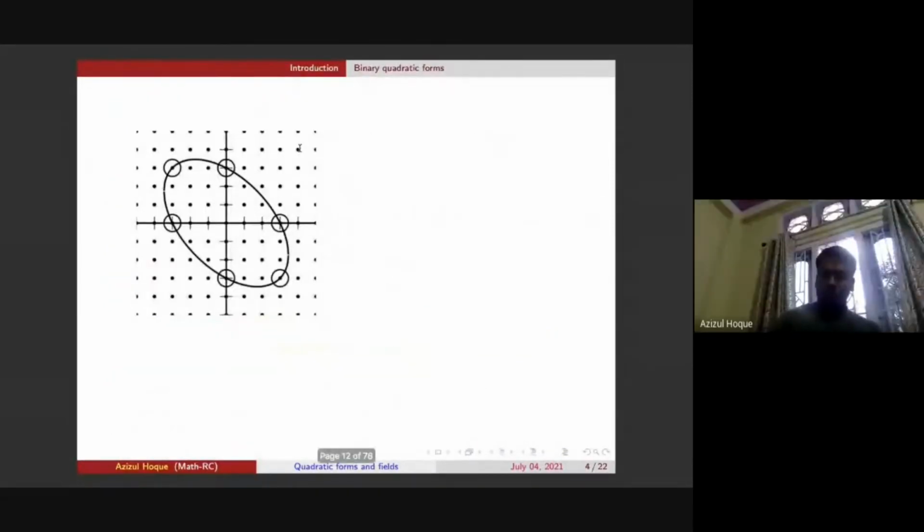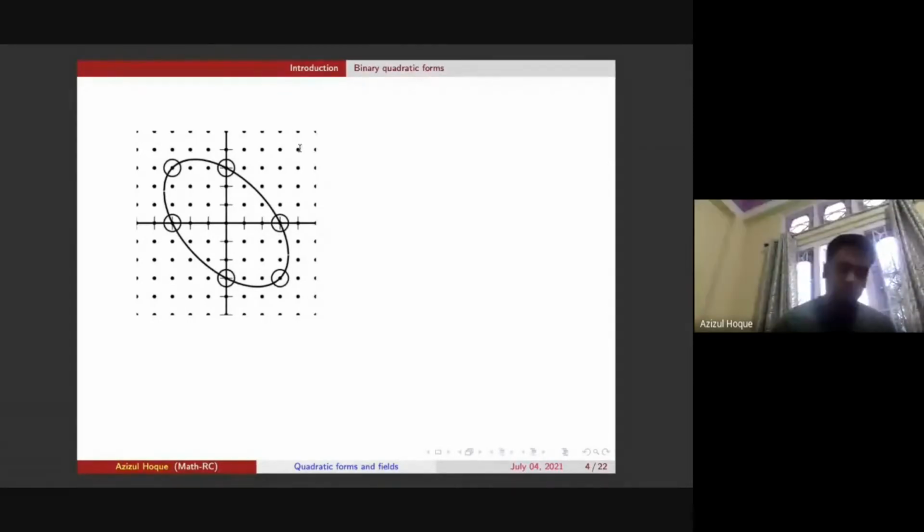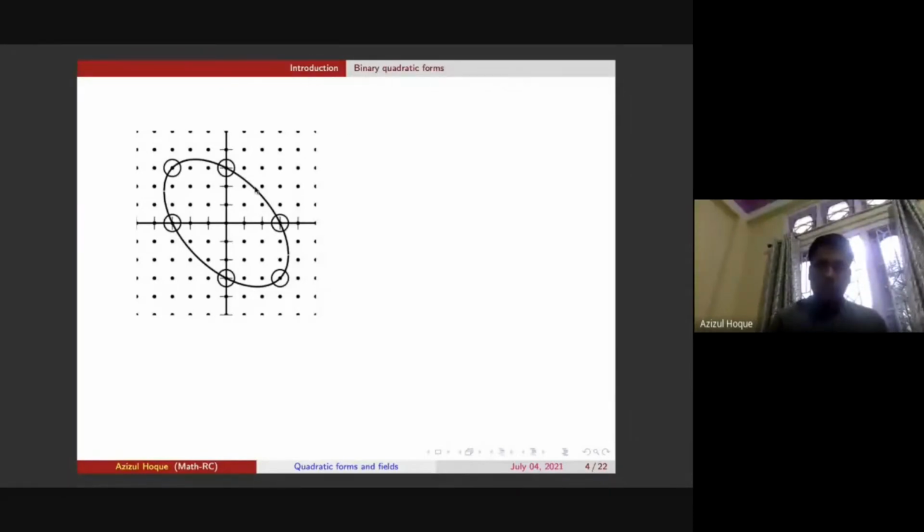Okay, so now let us look at this diagram. Can you guess what this represents, or what kind of binary quadratic form this is represented by? So let us guess this one. What is the coordinate of this point? This point is 0 comma 3, right? And this is 3 comma 0, and this is 0 comma 3, and this one is 3 comma minus 3. So sorry, 6 points are there.